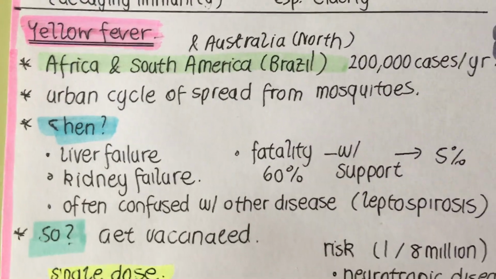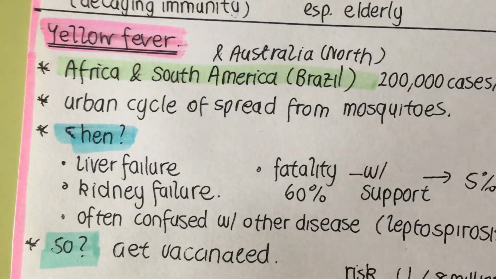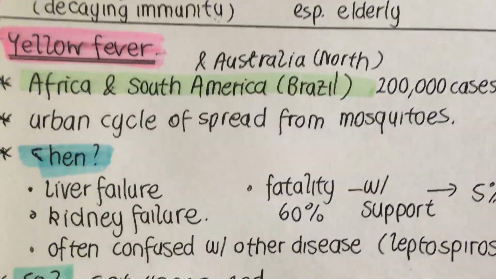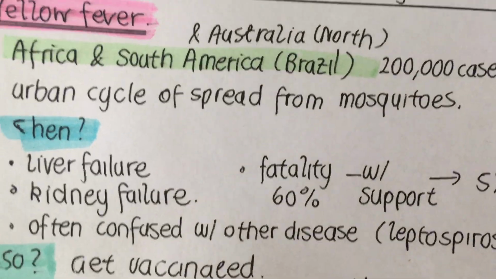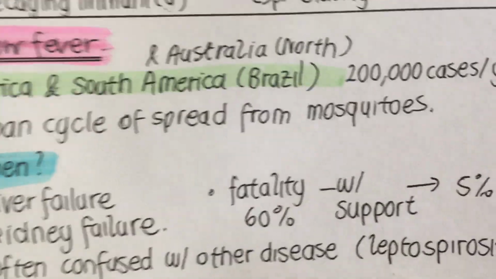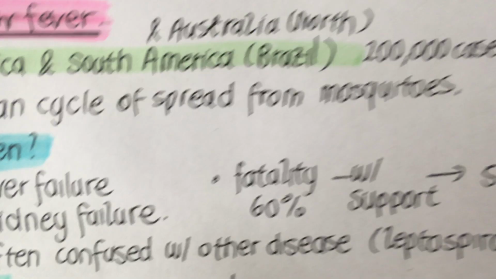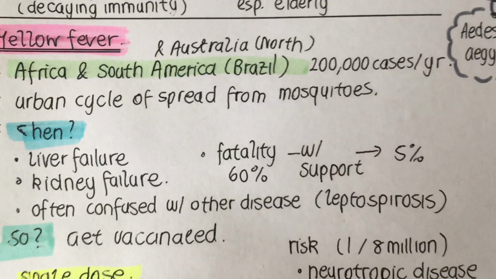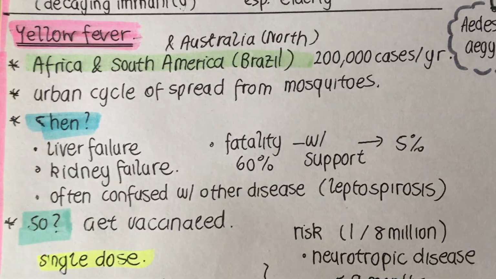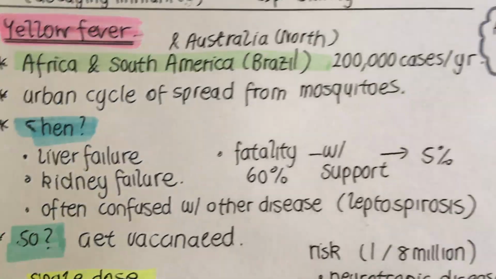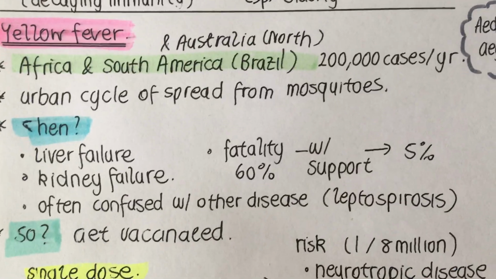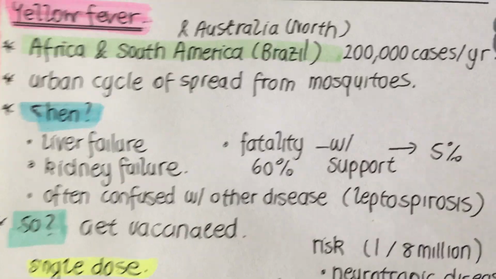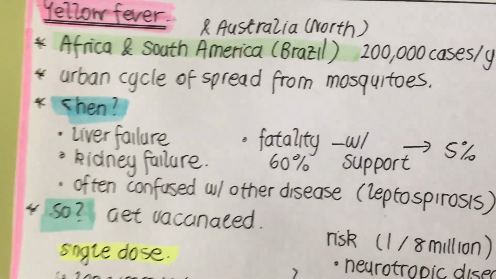The third one is the yellow fever virus. It is again found in similar parts like Africa and South America. South America, this wasn't seen as much in the other viruses. It is also spread from mosquitoes. As we previously mentioned, what happens? Well, this is the annoying part.